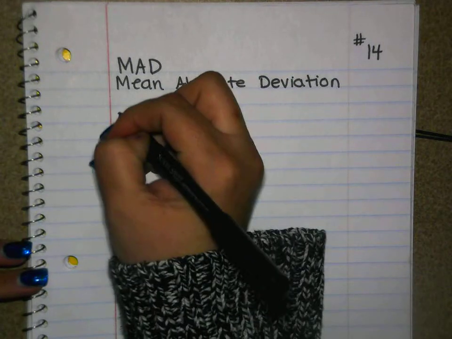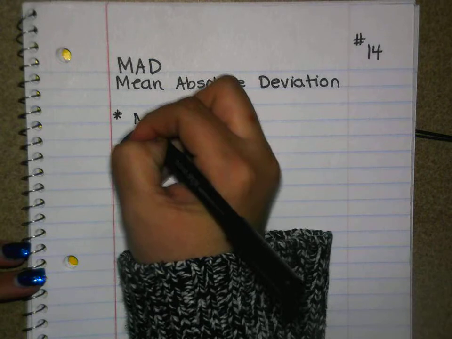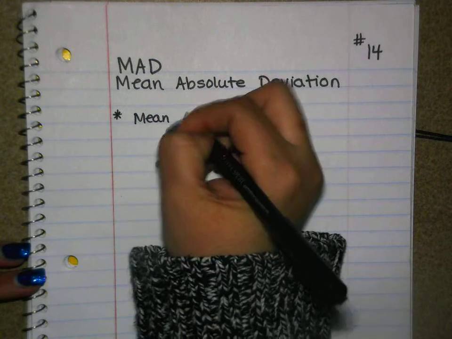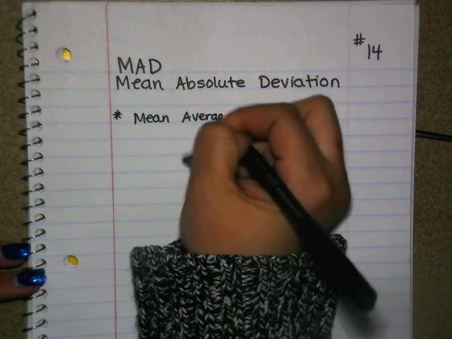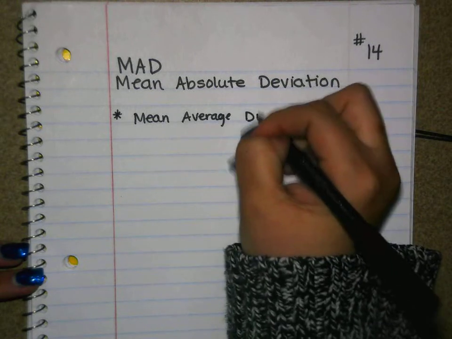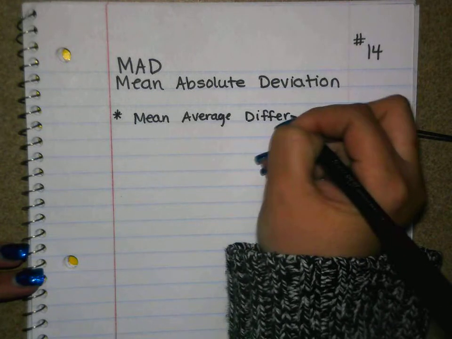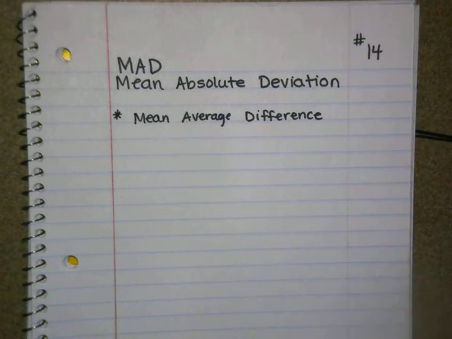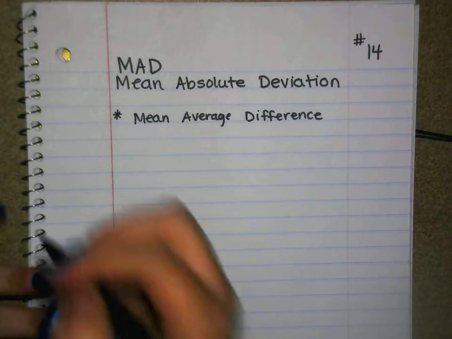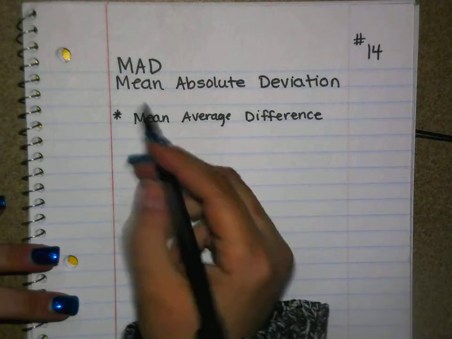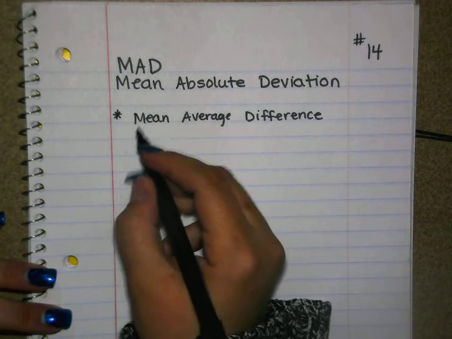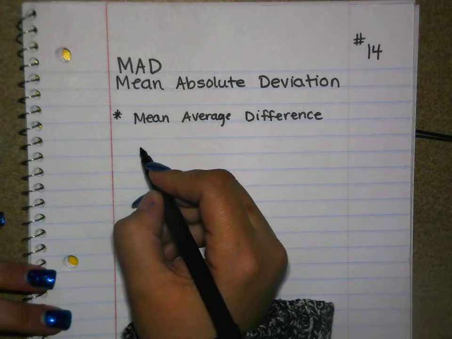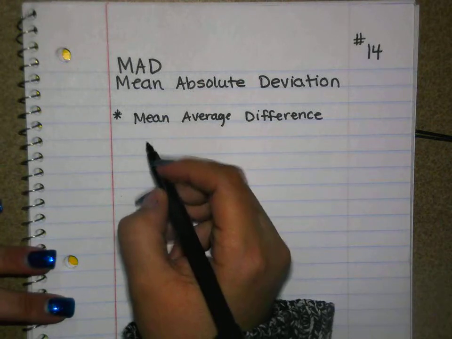So I'm going to put a little star down here, and I'm going to say the mean average difference, because that's basically what we're doing: we're talking about the mean average of the differences of the space between the number and the mean of the data set. So this is how we find the MAD, or the mean absolute deviation.